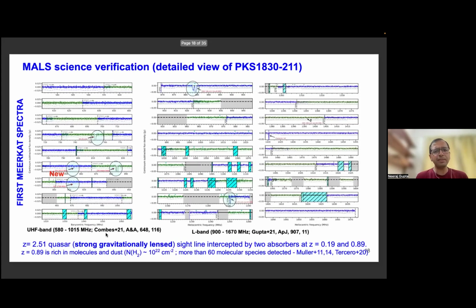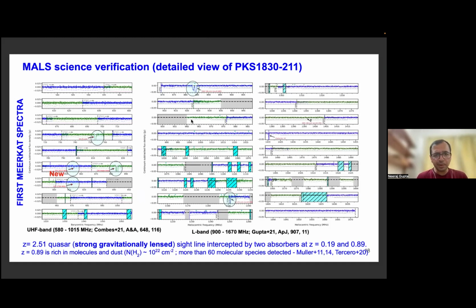So this is the first spectra that we took. It gives you a flavor of how a particular spectra will look, taken with both UHF and L band. So this is a sight line. You can see in the first panel here, it corresponds to UHF band starting from 560 megahertz down to 1060 megahertz. And the next two panels are showing spectral coverage that comes from the L band that is running from 870 megahertz to 1670 megahertz.